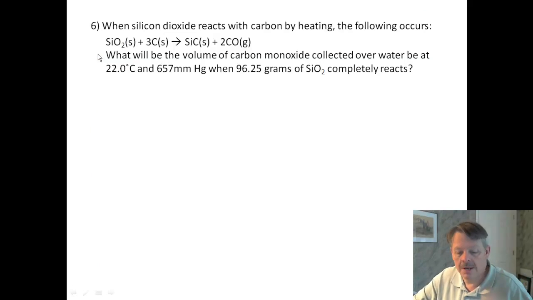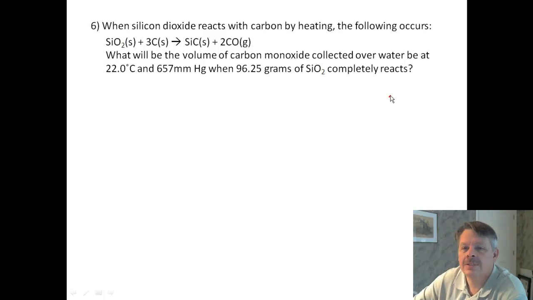On to my next one. Silicon dioxide. Oh, how nice. They gave you the equation. Don't have to worry about that. Oh, yuck. But we're collecting over water. Oh, yes, we have to do that.